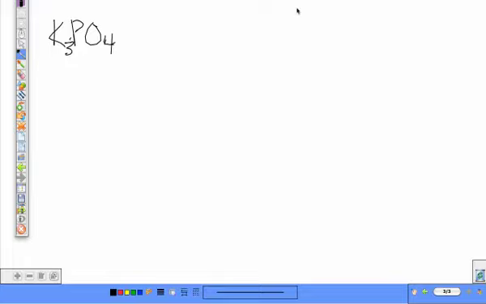Let's make sure we write out the states. It'll help us later on. So potassium phosphate, is it soluble or insoluble? It's soluble, right? So it would be an aqueous solution. Plus, what's the next one?